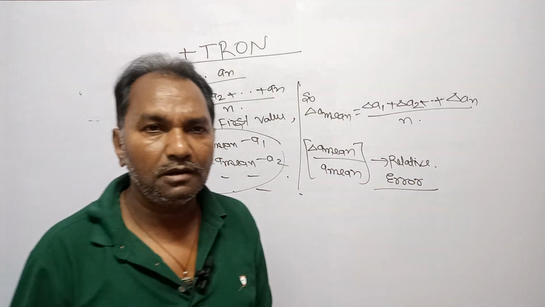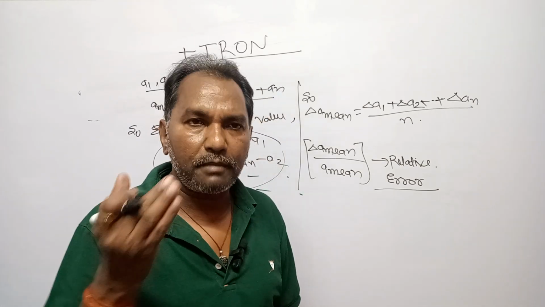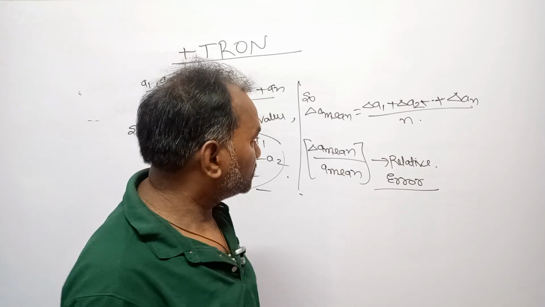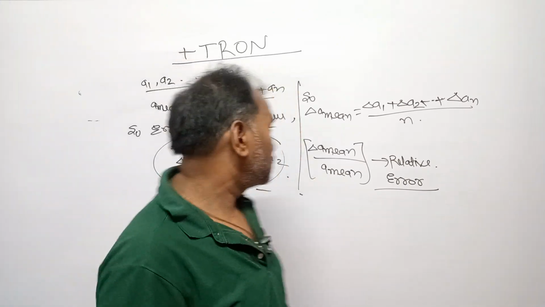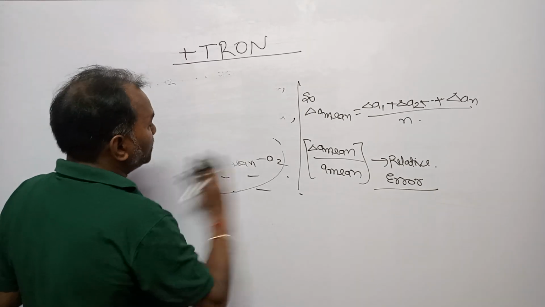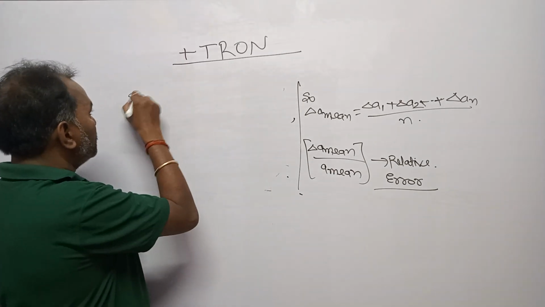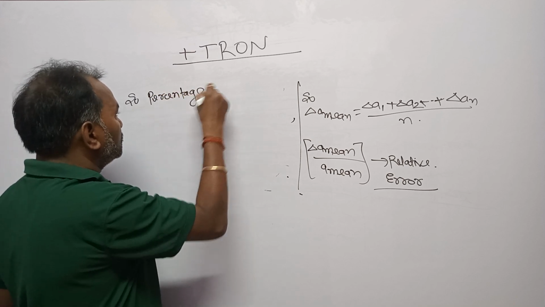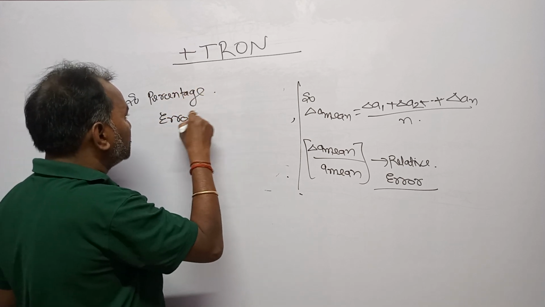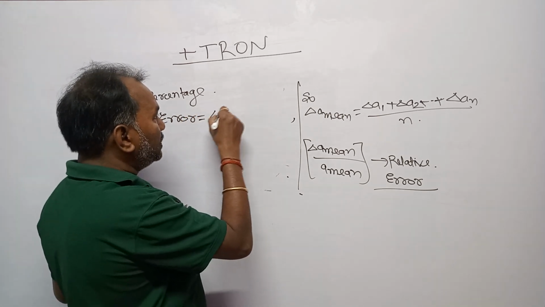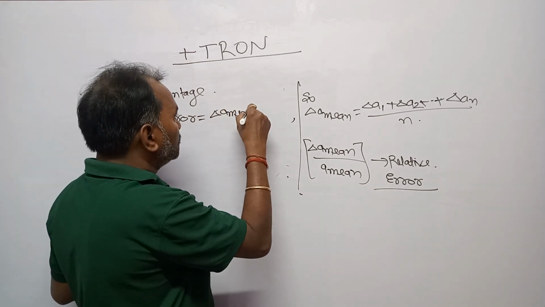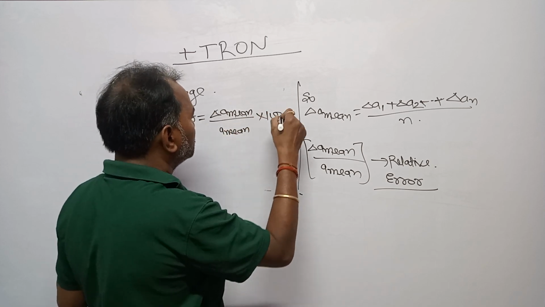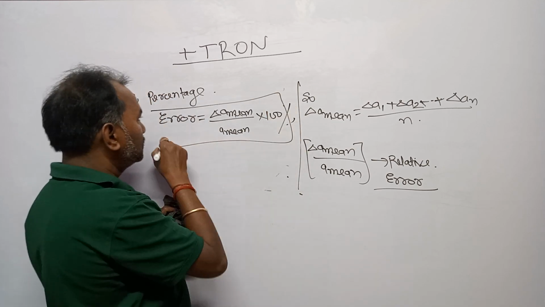Relative error is what? The mean value of permissible error divided by the absolute value of that experiment. This is said to be the relative error. Now the percentage error, we can find the percentage error. So percentage error is equal to delta A mean divided by A mean into 100. This is the percentage error.